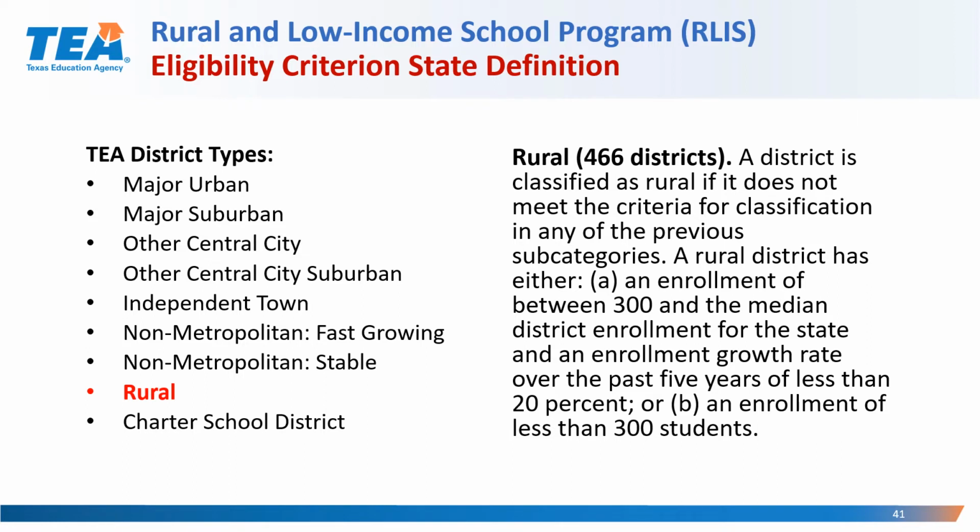A rural district is a district classified as rural if it doesn't meet the criteria for classification in any of the previous subcategories. A rural district has either an enrollment of between 300 and the median district enrollment for the state, and an enrollment growth rate over the past 5 years of less than 20%, or an enrollment of less than 300 students.